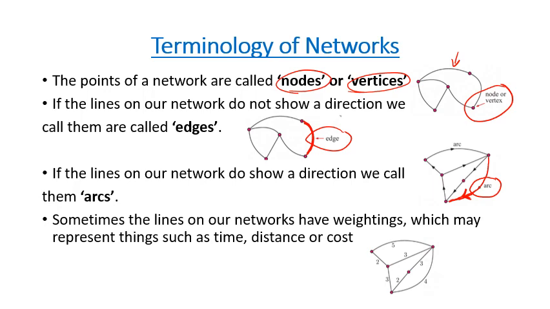And then sometimes the lines on our network have weightings. Similar to the previous example I showed you with the map where it had kilometers going from town to town. So these weightings allow us to understand or represent things such as the time between, the distance between, or the cost between. And something important to note is that the weightings may actually determine which way or which path we're going to take on these vertices and these networks.